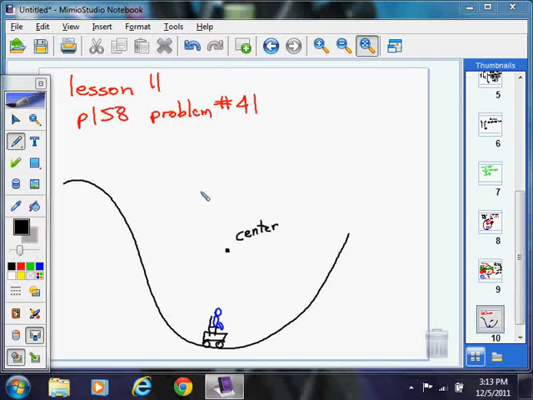Okay, lesson 11, page 158, problem number 41. You have a roller coaster, and at the bottom of the first dip, the person feels the seat pushing up on their tushy with a force twice as great as their weight force. So basically what that's saying is, right down here at the bottom, if we look at that person right here, there's two forces acting on that person.